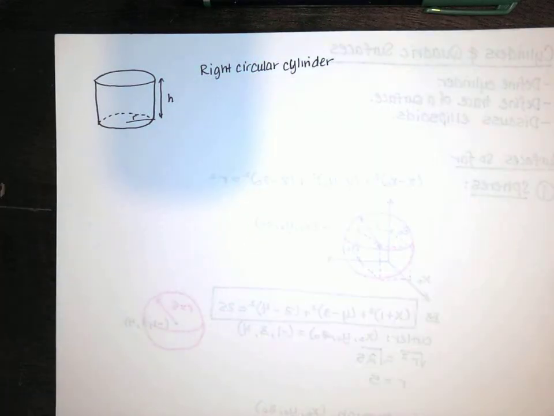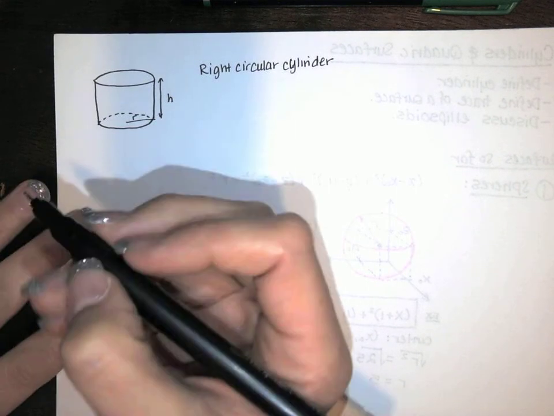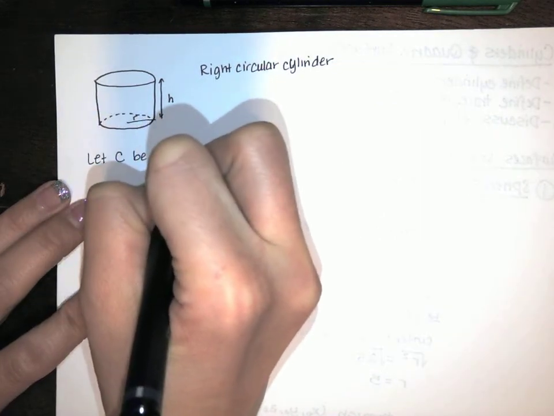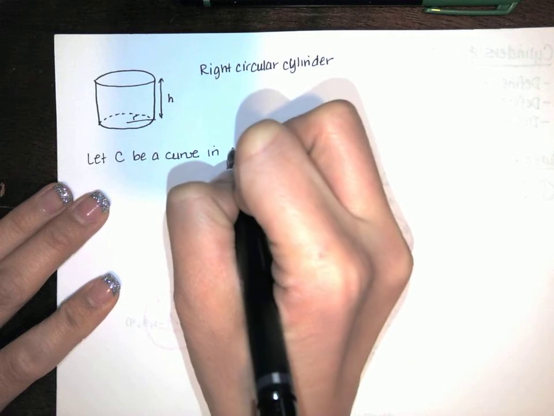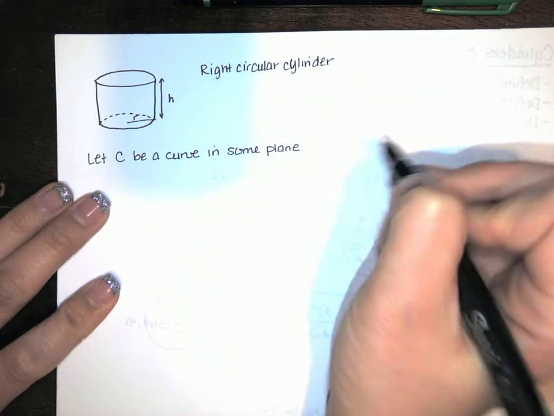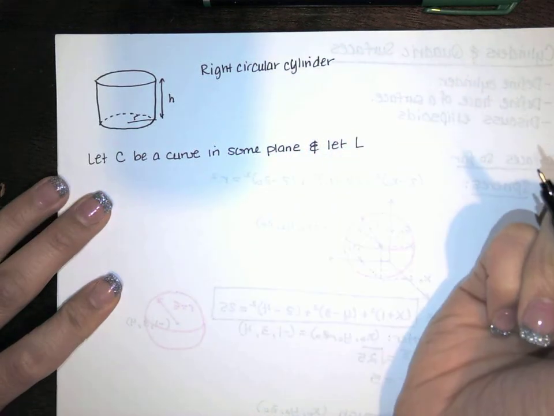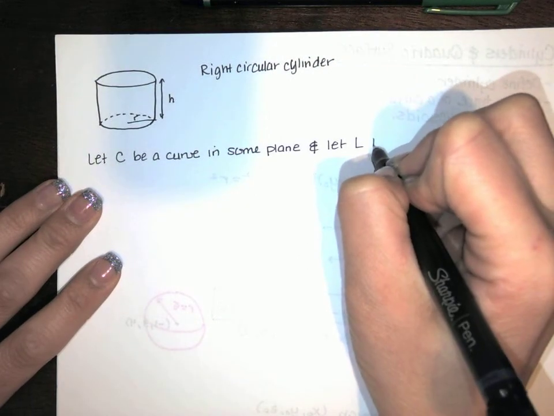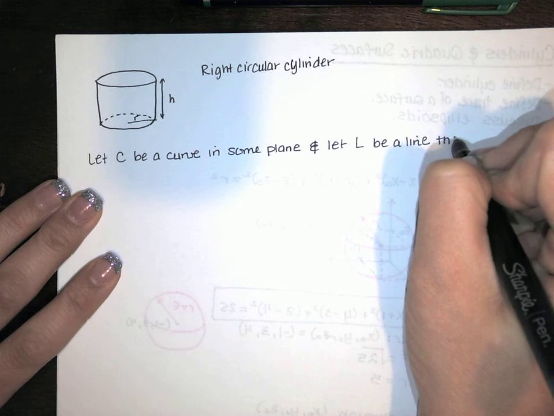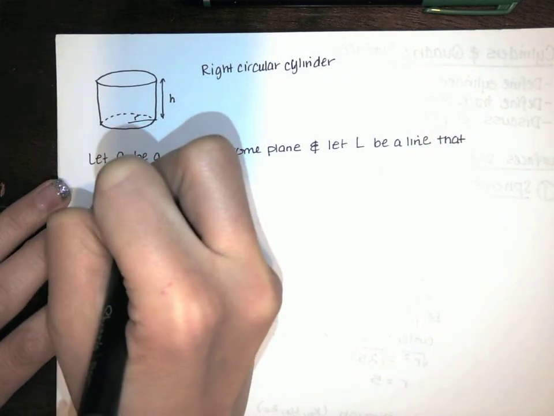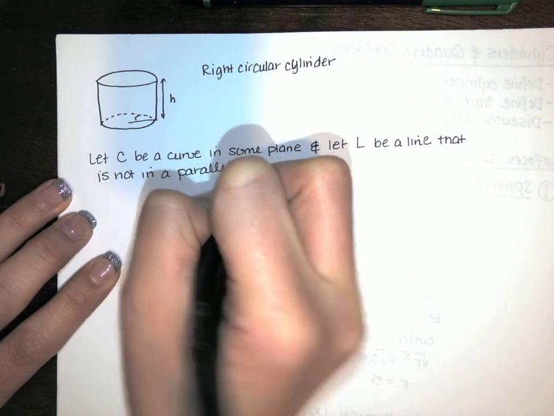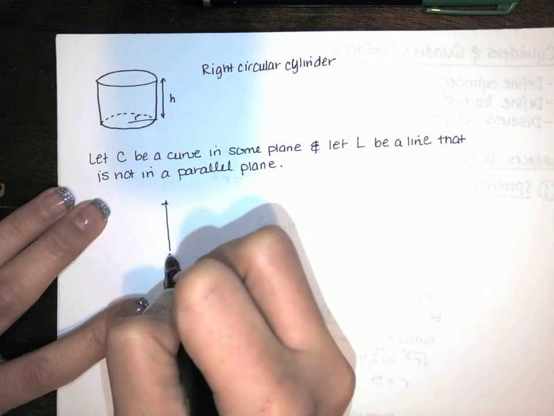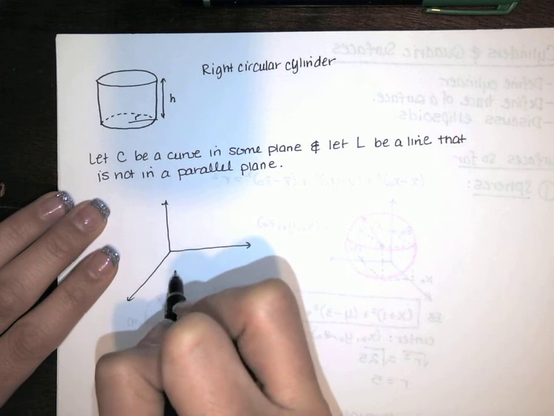Now in our class, the definition is a little bit more general. So here it is. We're going to let C be a curve. It's in some plane. And L is a line that is not in a parallel plane. So for simplicity, let's say C is in the xy plane. And maybe our curve C looks like this.